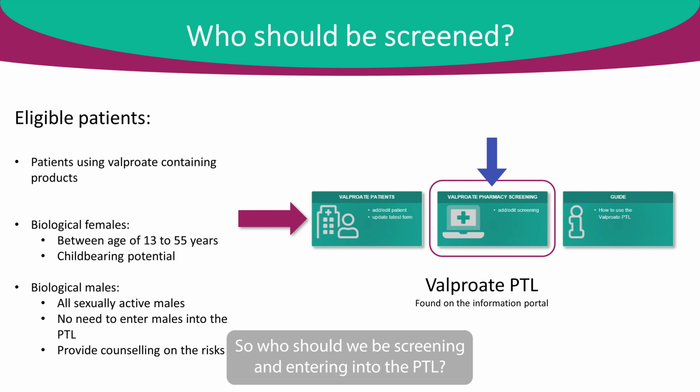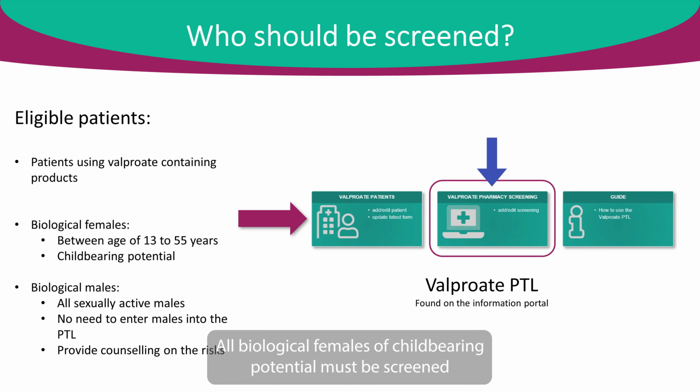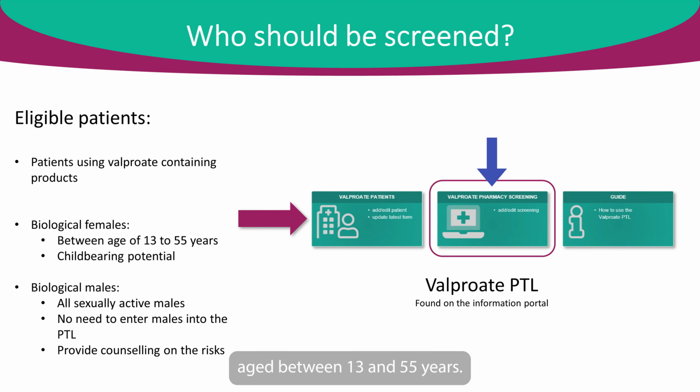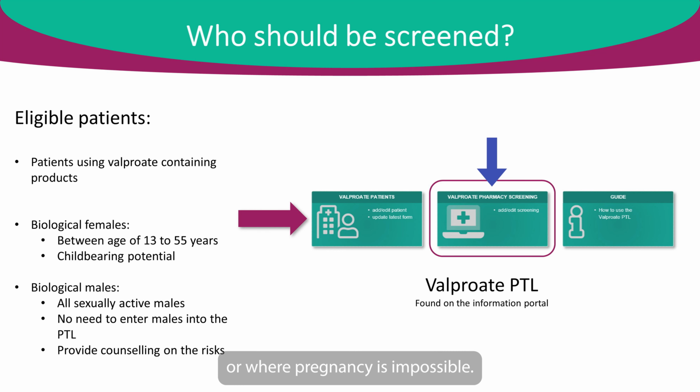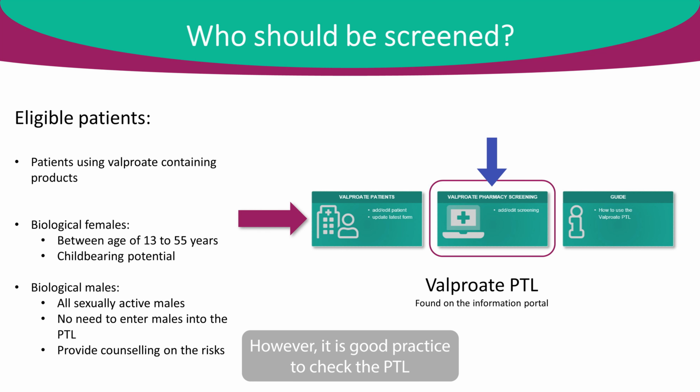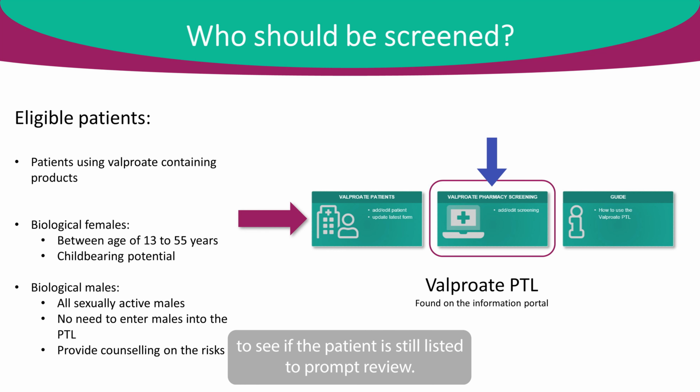So who should we be screening and entering into the PTL? All biological females of childbearing potential must be screened, aged between 13 and 55 years. We do not need to screen those with hysterectomy or where pregnancy is impossible. However, it is good practice to check the PTL to see if the patient is still listed to prompt review if there has been a change in circumstances.